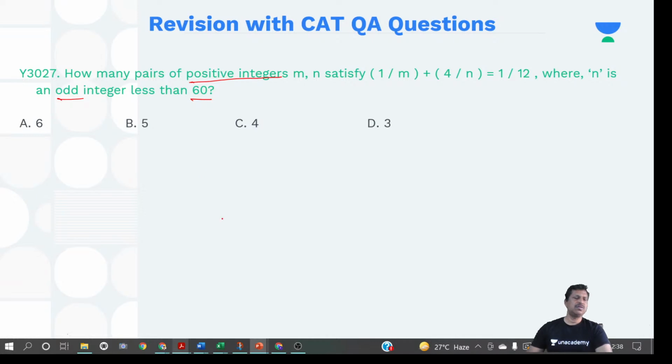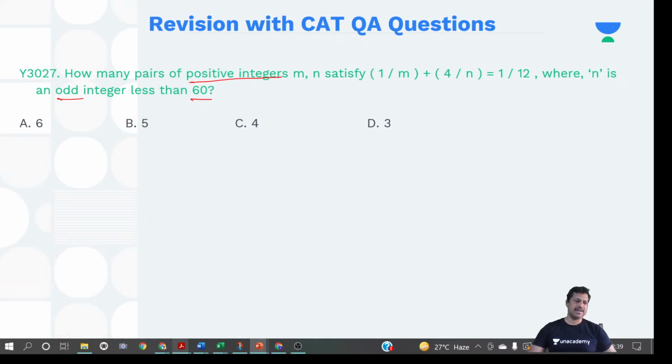All right. So you can write the answer in the chat box. What are the things given? Please remember, m and n are positive integers, and it is given: how many pairs of positive integers? That means how many solutions of m and n exist, where the relationship is 1/m + 4/n = 1/12, where n is an odd integer less than 60.